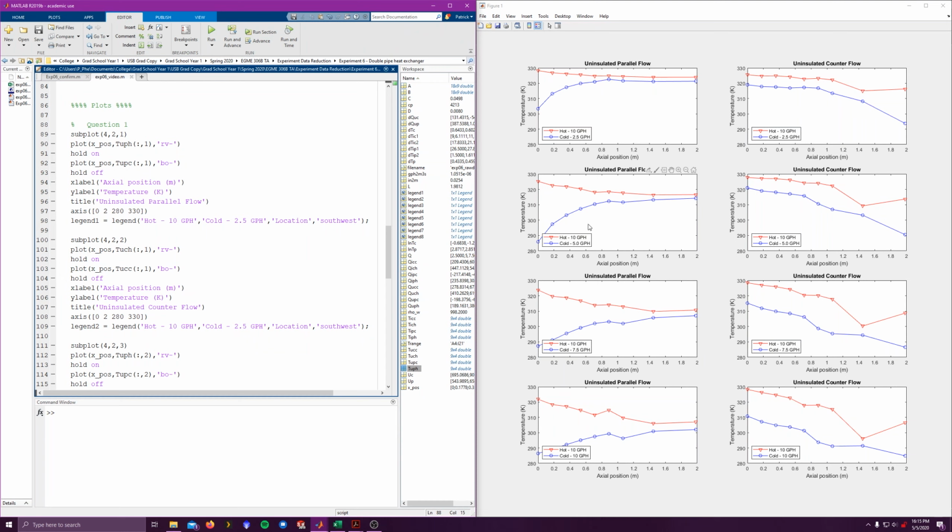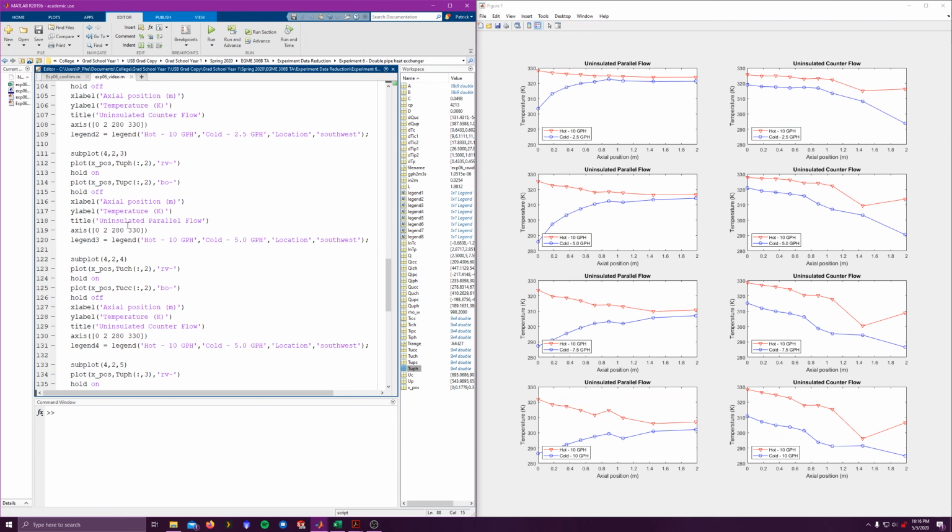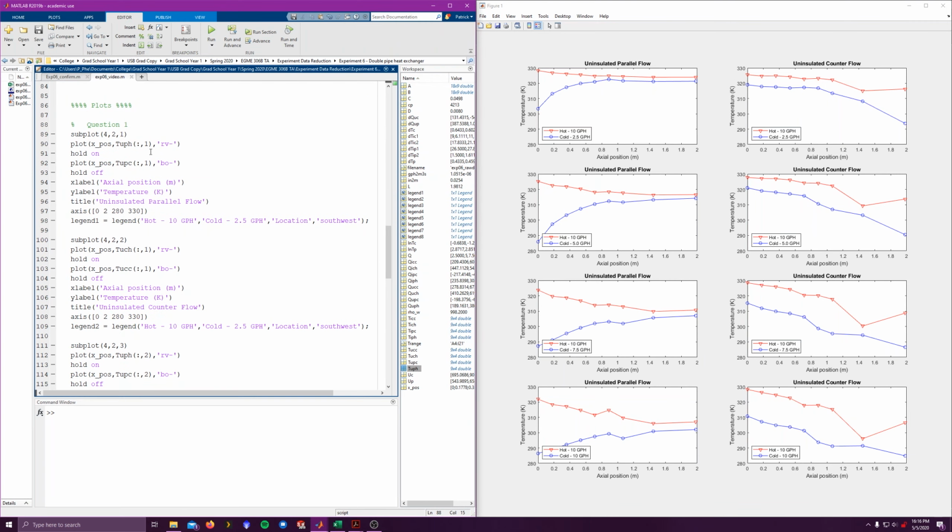So anyways, subplot 4, 2, 1. We have 4 rows and 2 columns, so that's where we have 4, 2, and that's going to stay the same for all of our plots here. What's going to change is the last number. In this first graph, I have a comma 1, which takes up this first placeholder right here. So we're going to do 1, 2, 3, 4, 5, 6, 7, 8.